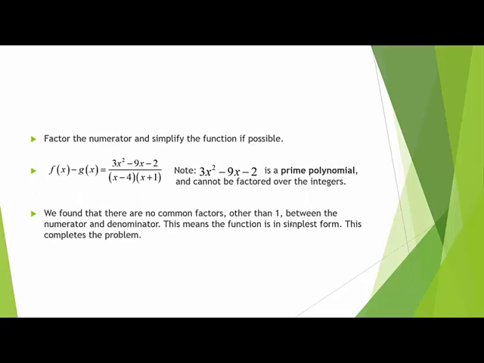Now we try to factor the numerator and simplify the function if possible. f of x minus g of x is equal to 3x squared minus 9x minus 2 divided by x minus 4 times x plus 1. Now we note that 3x squared minus 9x minus 2 is a prime polynomial and cannot be factored over the integers. Thus, we have found that there are no common factors other than 1 between the numerator and denominator. This means that the function is in simplest form. This completes the problem.